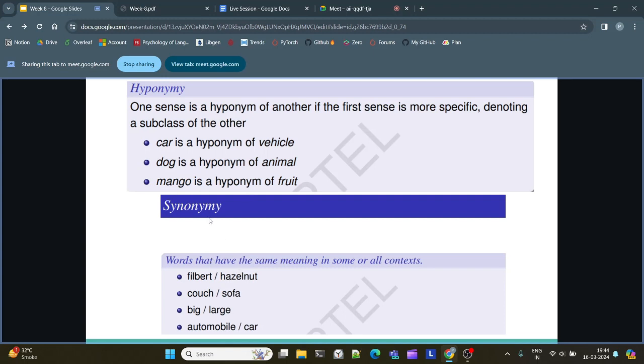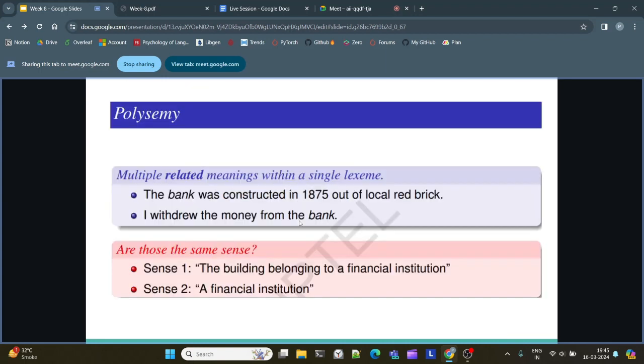Next we have synonymy. Synonymy we all have studied since we were in school, I suppose. So what are synonyms? Synonyms are words which have the same meaning, in some particular context or in all contexts. For example, couch or sofa, big or large. So these are examples of synonymy.